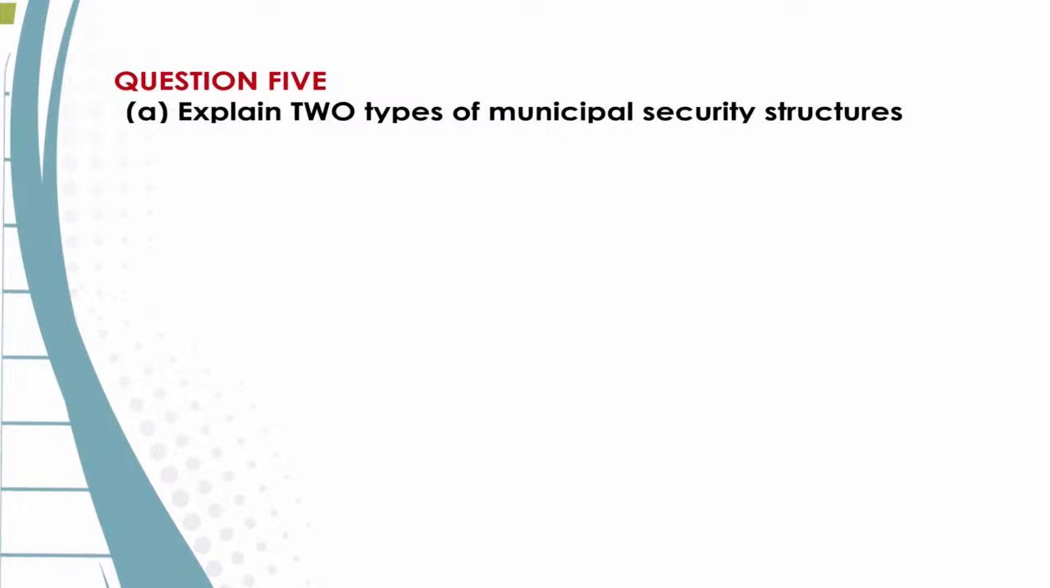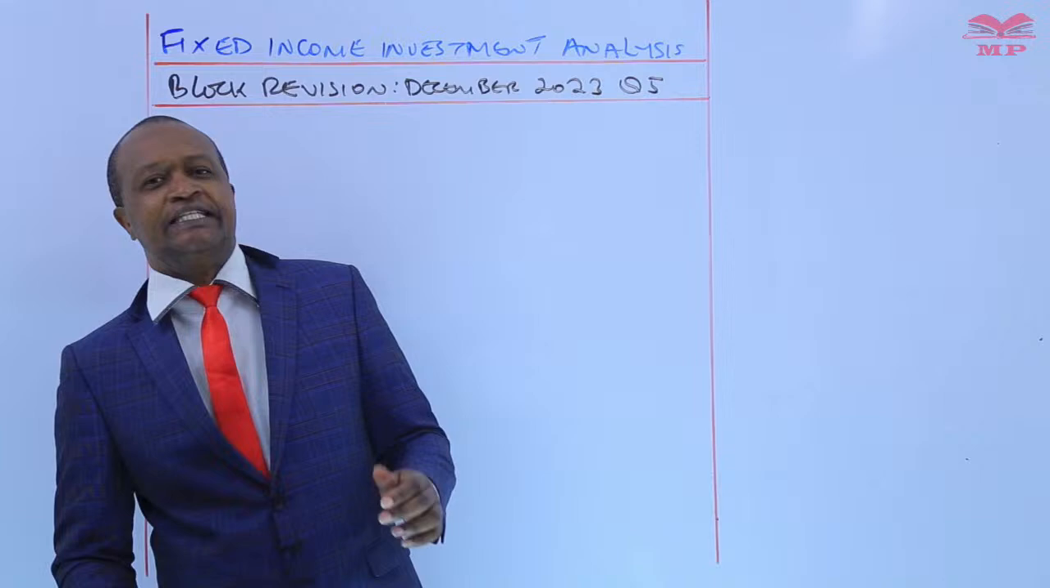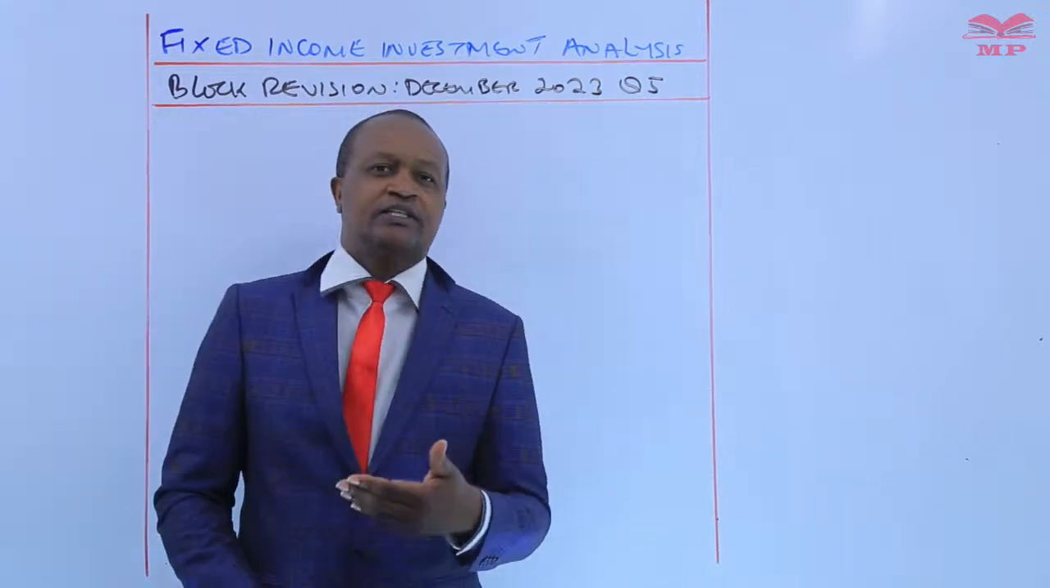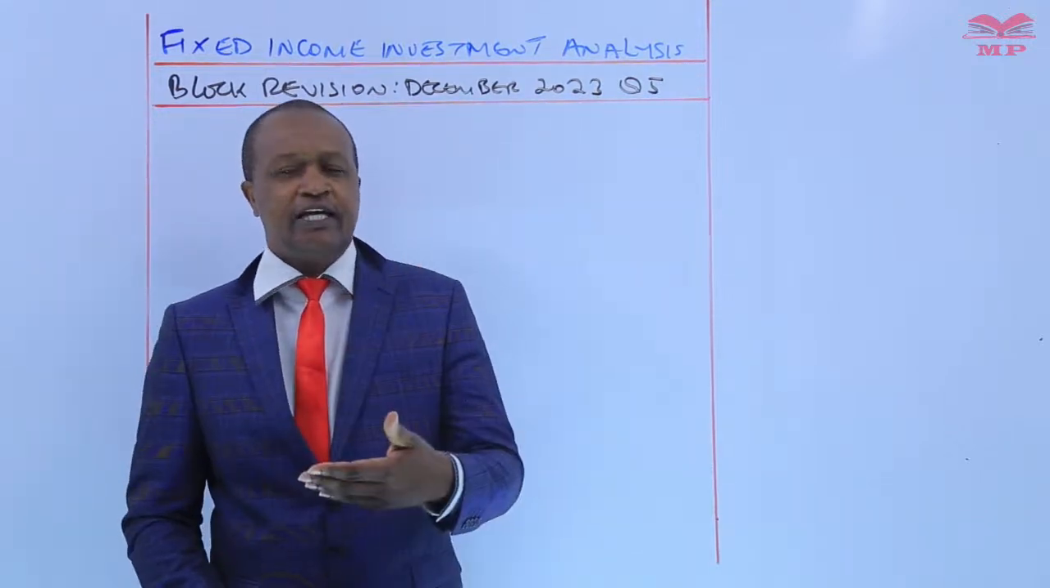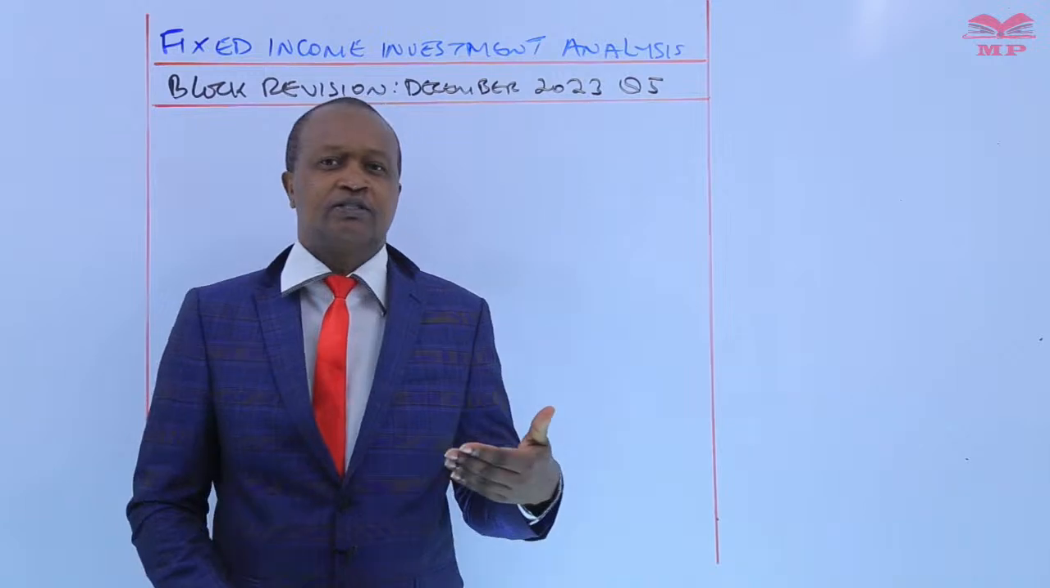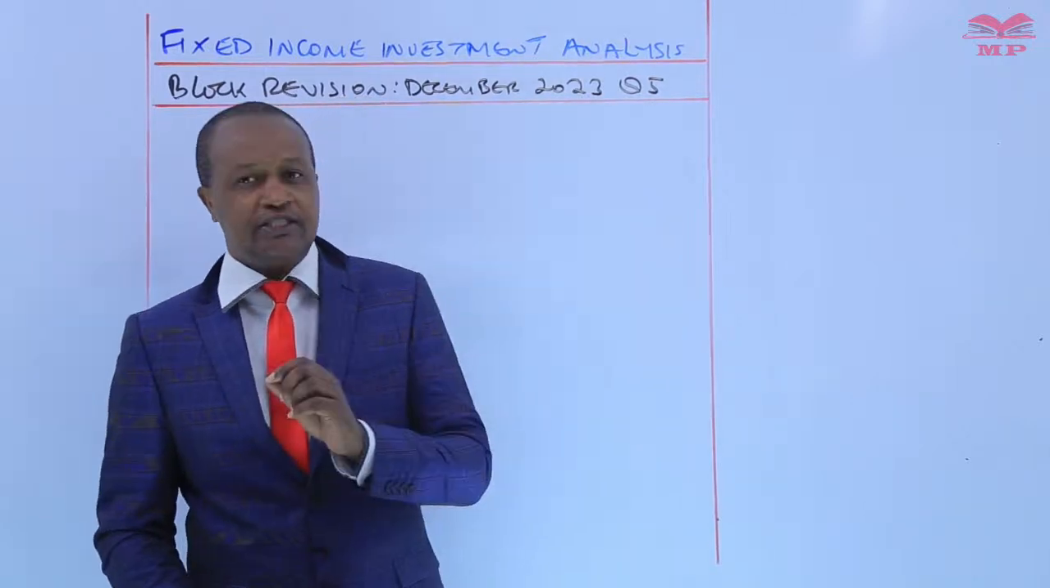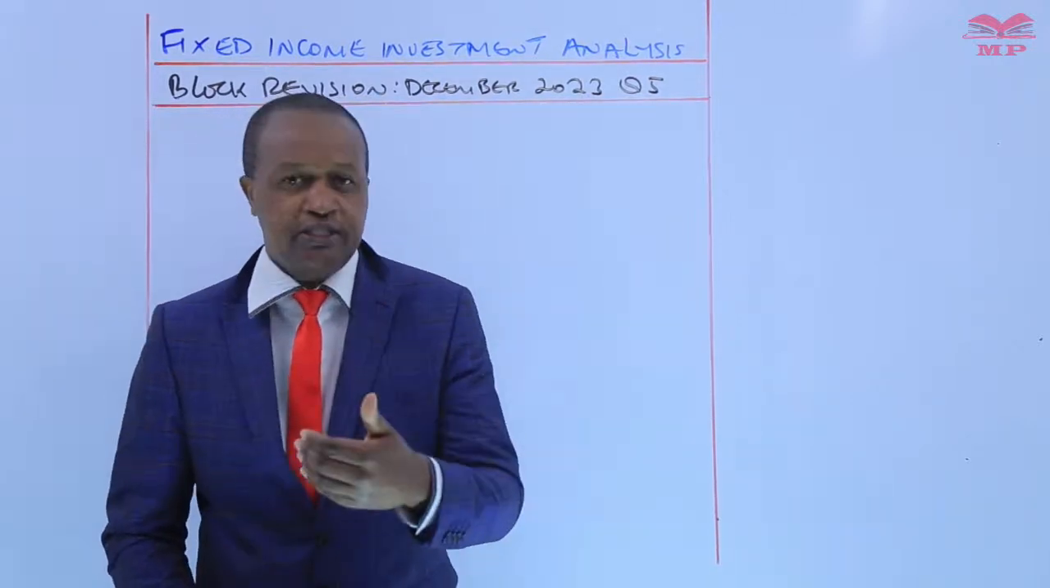Part A of this question reads, explain 2 types of municipal security structures. Now, candidates, municipal security structures are debt securities that are used by the state and the local governments or their agencies to finance various public projects and operations.